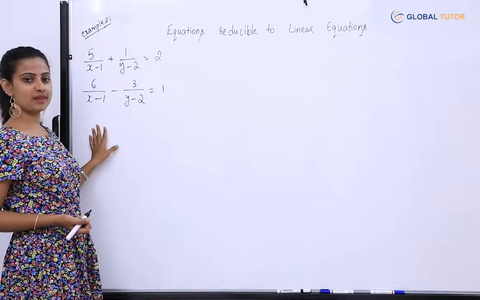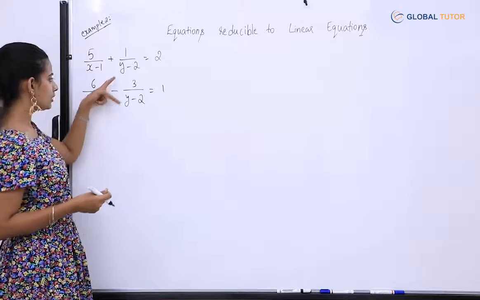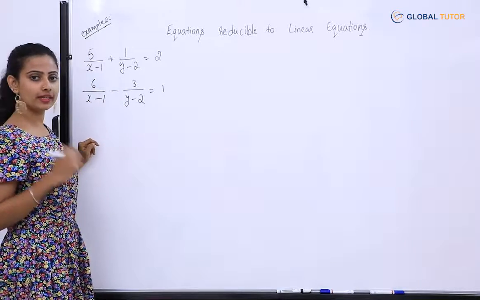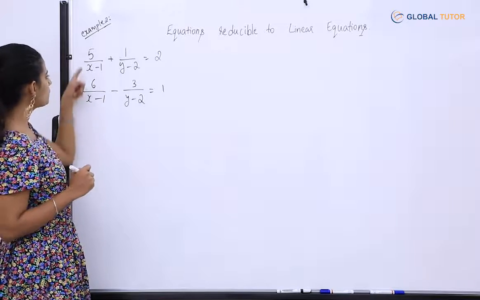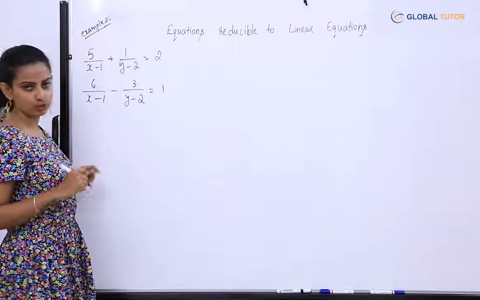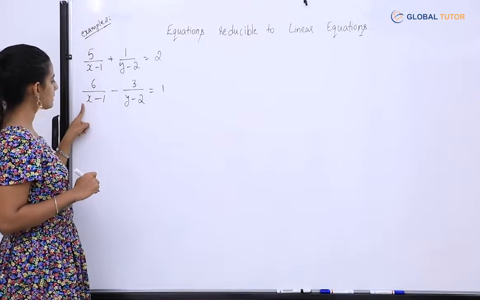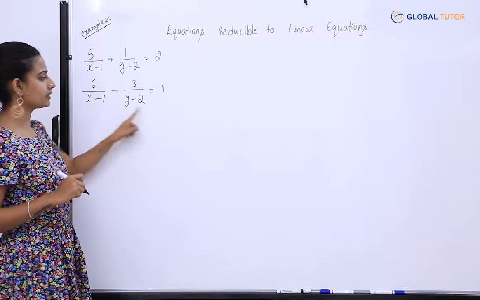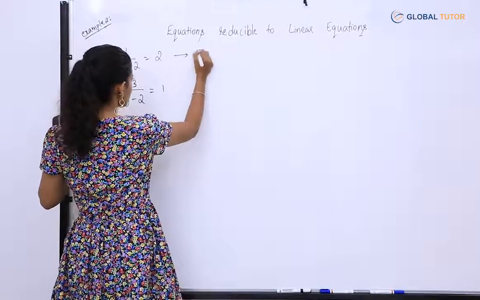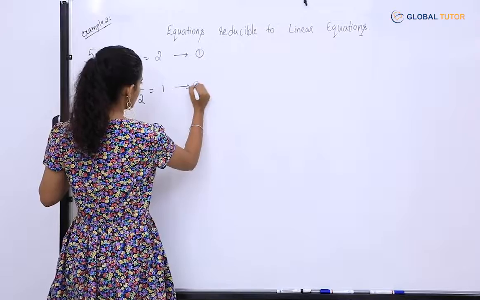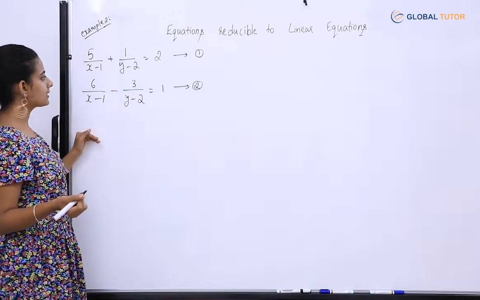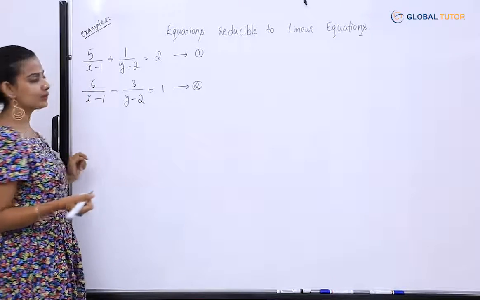I've got another example. Let us see how to solve these. We got two equations and now we have to reduce this to a pair of linear equations. So the equations are 5 divided by x minus 1 plus 1 divided by y minus 2 is equal to 2. 6 divided by x minus 1 minus 3 divided by y minus 2 is equal to 1. So I'm going to call this equation 1 and the second one equation 2. As we did in the last example, we are going to do it here also.